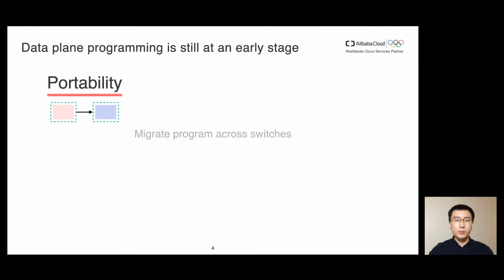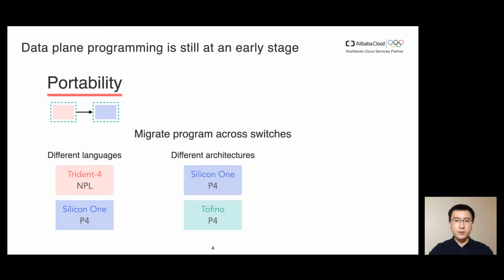The first problem is portability. Current data plane programs are tightly coupled with specific ASIC models from specific vendors. They cannot migrate across different programming languages, such as Trojan 4 supports NPL, while Silicon 1 supports P4. They also cannot migrate across different chip architectures with the same language support, such as Silicon 1 and Tofino, and sometimes cannot migrate between different models by the same vendor, such as Tofino and Tofino 2. As a result, programmers are required to be proficient in all the data plane languages and all the variable architectures and resource constraints of different ASICs.